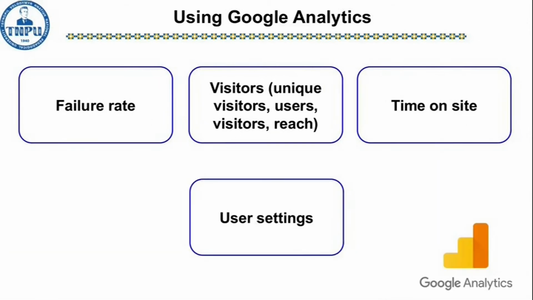Failure rate determines the percentage of users who started browsing the site from this page and did not move to another, but immediately closed the site. This is the number of visitors, usually as a percentage of the total, who visited only one page on the site. Visitors, unique visitors, users, reach.